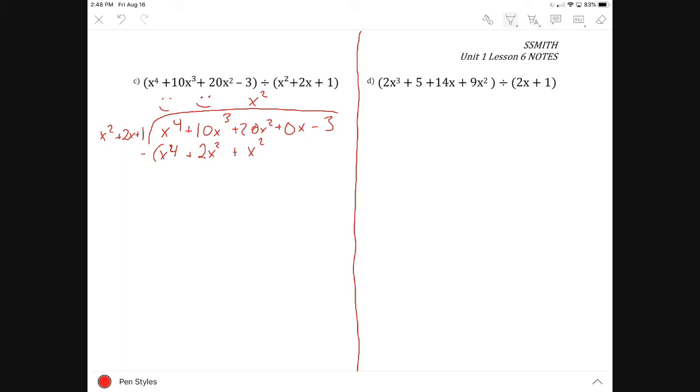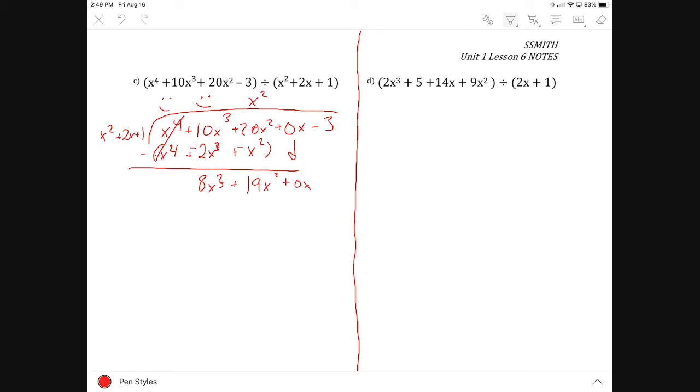So again, we've got to distribute that negative into each different part. So it's going to be negative x to the fourth, negative 2x to the third, and negative x squared. So we'll end up with our 8x to the third, and then a 19x squared. There we go. So we're going to do the same thing now. We're going to bring down our 0 term and bring down our negative 3.